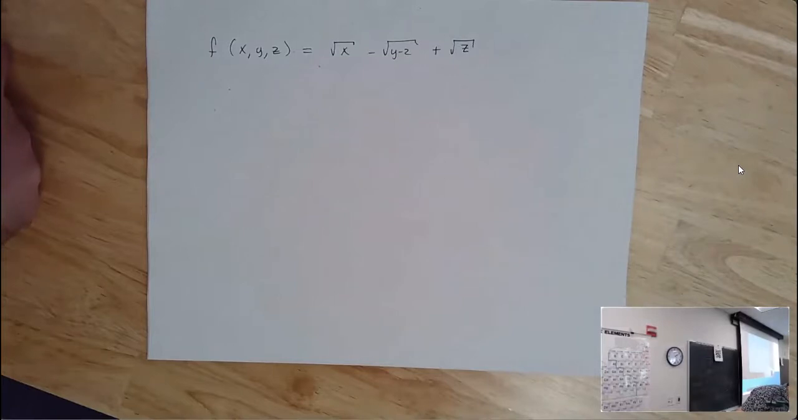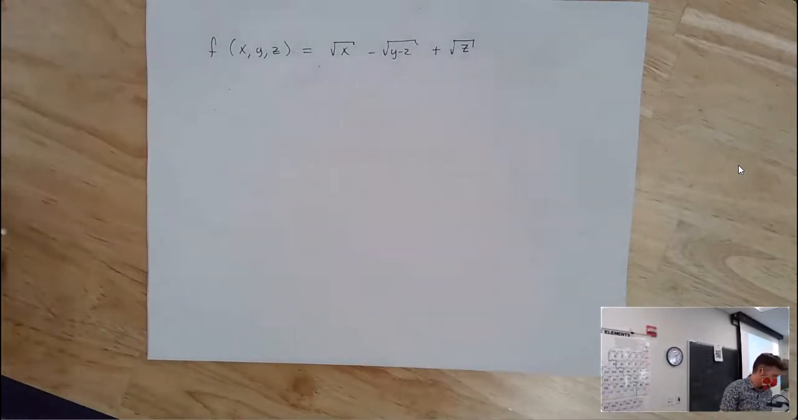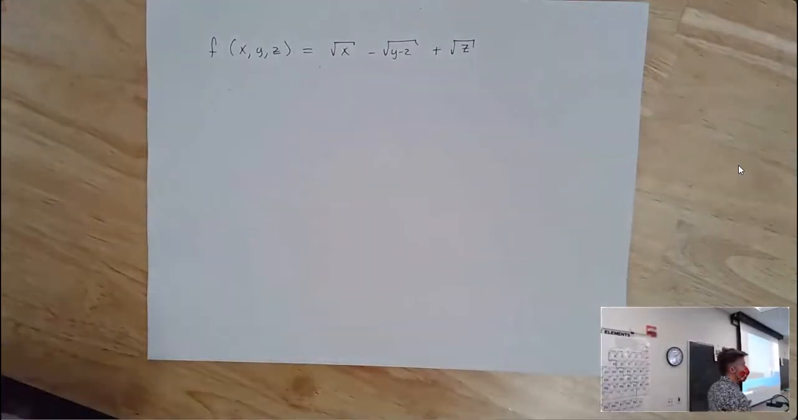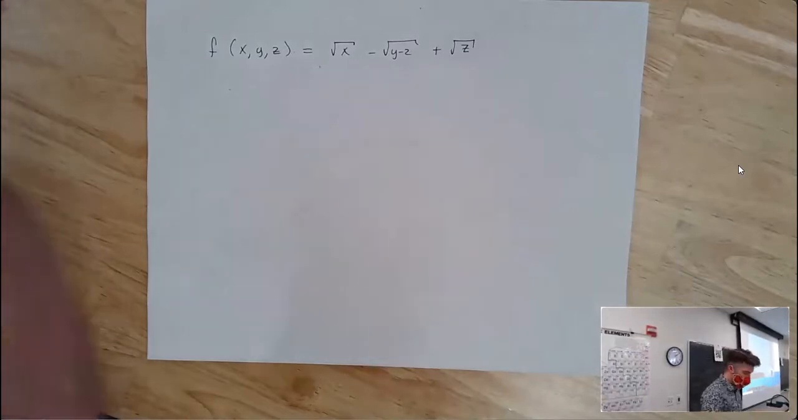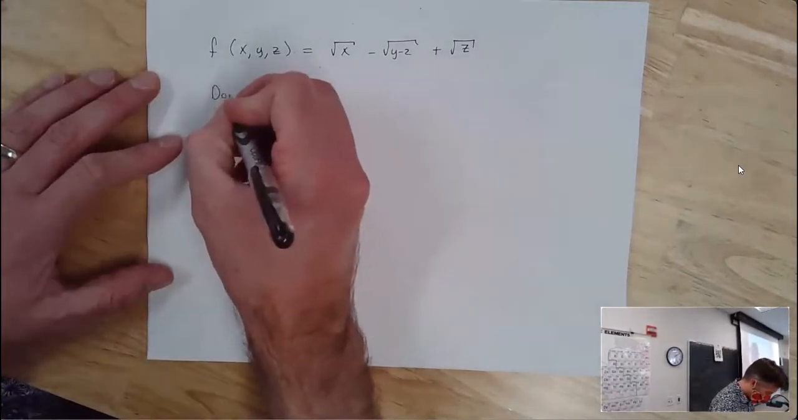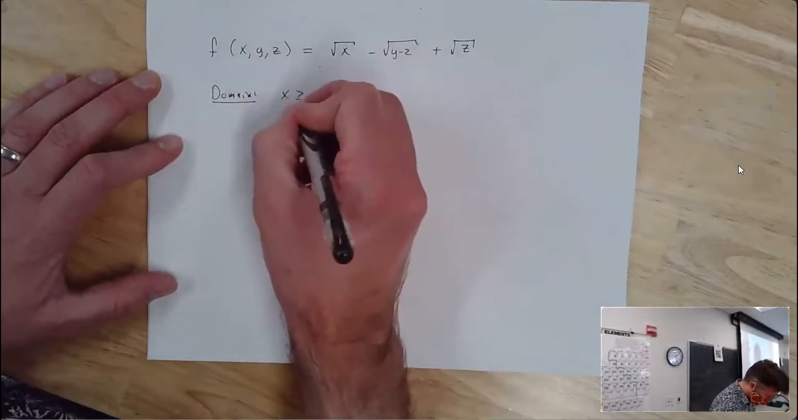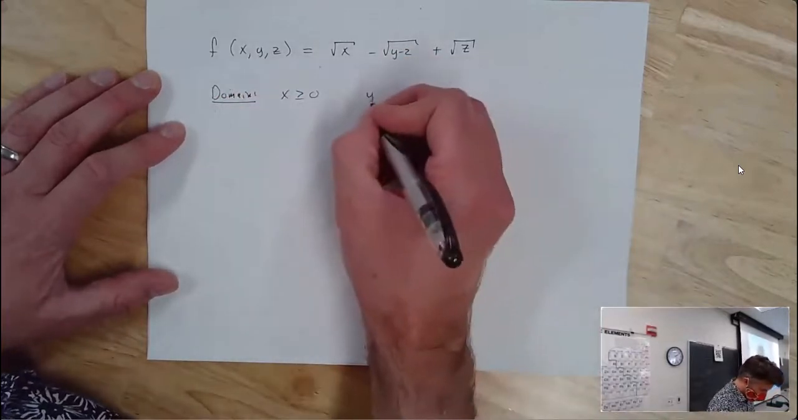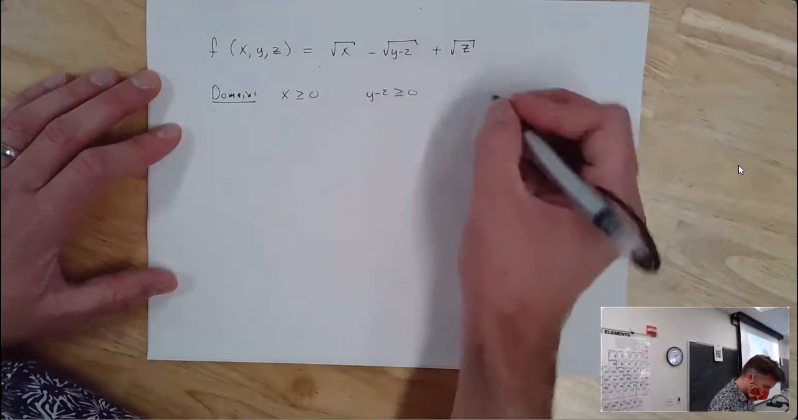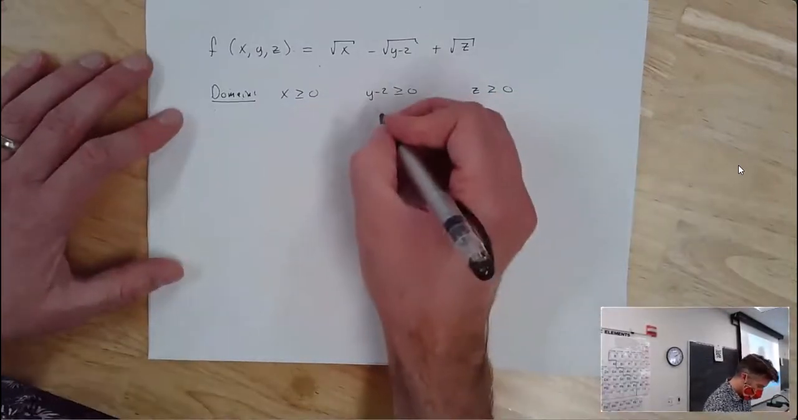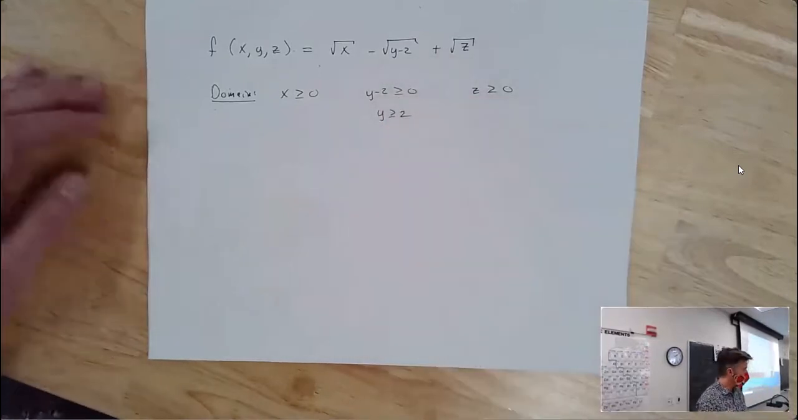Oh, there we go. Problem 11. Theirs is a little bit more complicated though. Interesting. So this function, I just want to mention, has a domain as well. And the domain is actually not too terrible to figure out. X has to be greater than or equal to 0. Y minus 2 has to be greater than or equal to 0. And z has to be greater than or equal to 0. So we have y really greater than or equal to 2 there.